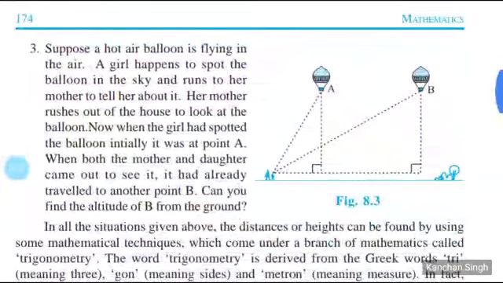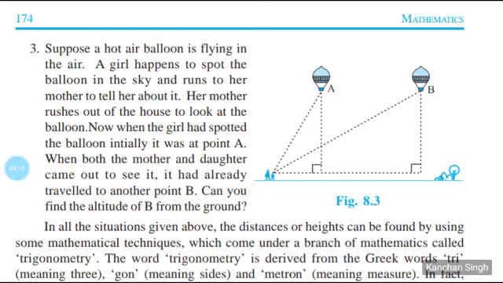Similarly, there are so many examples. Suppose a hot air balloon is flying in the air. A girl happens to spot the balloon in the sky and runs to her mother to tell her about it. Her mother rushes out of the house to look at the balloon. Initially it was at point A. When both the mother and daughter came out to see it, it had already traveled to another point B. How will we find the altitude of B from the ground? It's very difficult to find such a long distance.